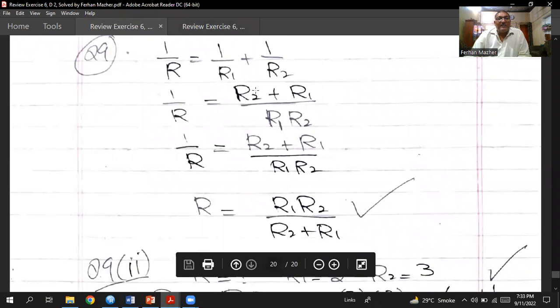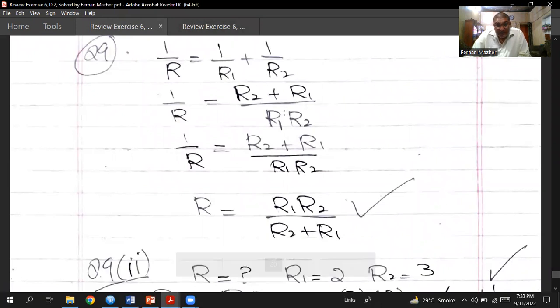Okay, so 1 by R is equal to... these two will come in the LCM. So in the LCM, you will have R1, R2. When you divide this LCM with this, R1, R1 cancel, so R2 will come here. When you divide the LCM with this denominator, R2, R2 will be cancelled. You're left with the R1 that will multiply with the 1, and here you will have R1. So now you have 1 by R is equal to R2 plus R1 divided by R1 R2.